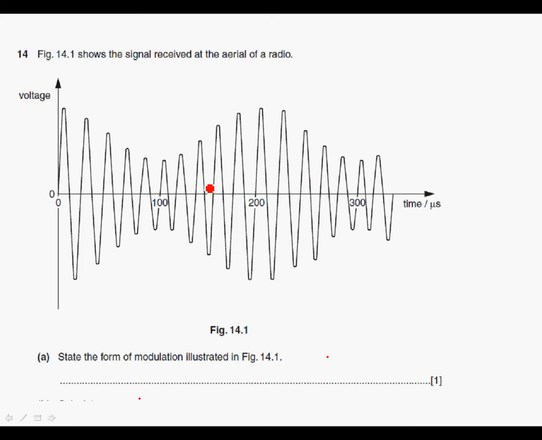Okay, let's look at this question here. If you look at the waveform, you're going to get a voltage versus time graph, right? The first question is to state the form of modulation. If you notice there, the amplitude is being varied, and hence it is amplitude modulation. So it has to be AM there. Amplitude modulation should be there.